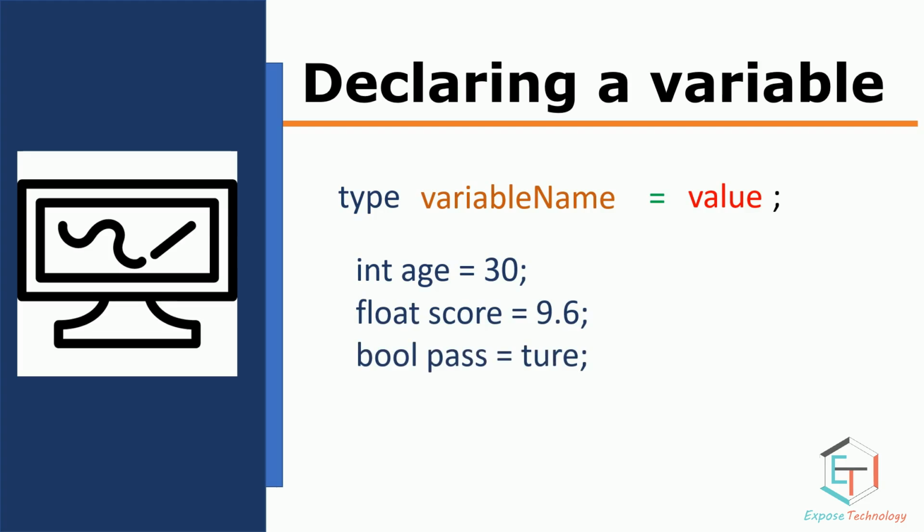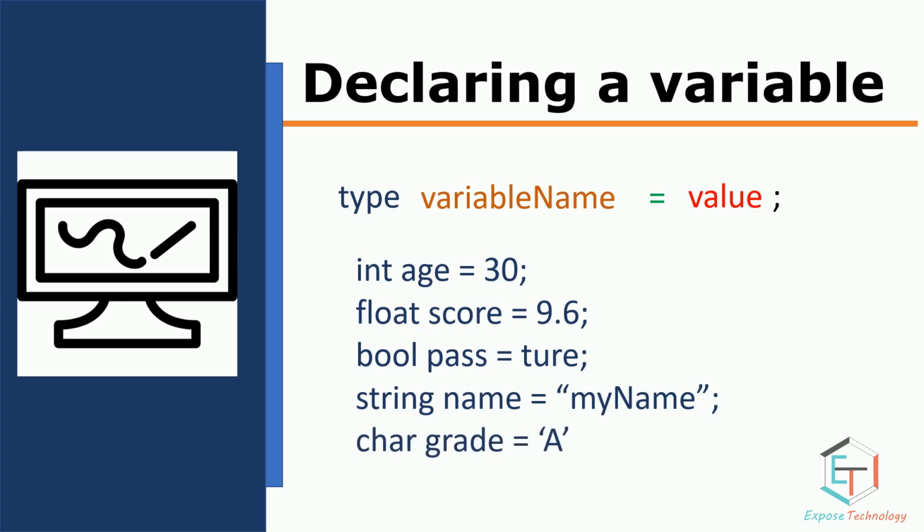False is assigned to the variable. Since it is a boolean value, we use the bool data type. Similarly, my name is a sequence of more than one character, so we are using the string data type. Here the grade contains only a single character, so we use the char data type.